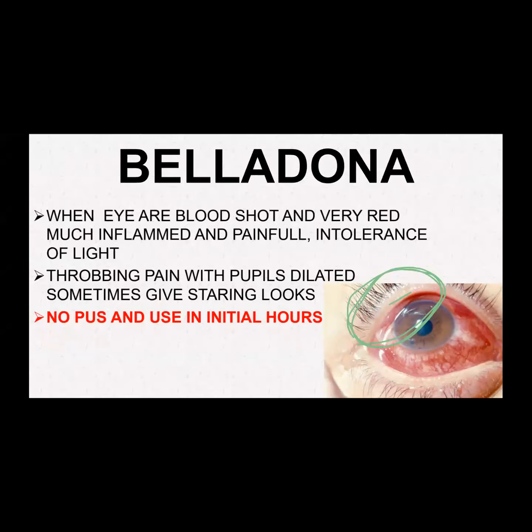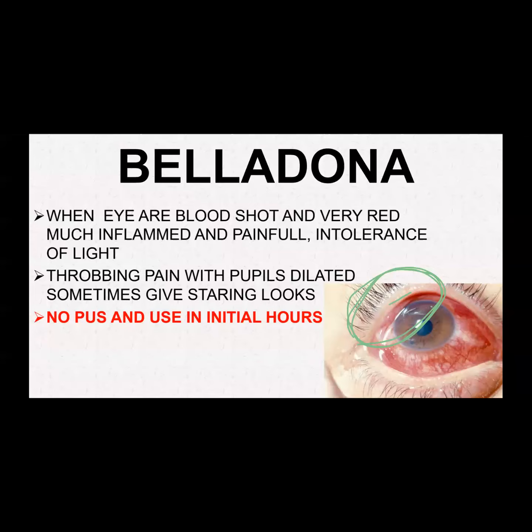Okay. Obviously, the most important pain of belladonna is throbbing pain. Throbbing pain is seen in the eyes. But if it is a starting phase, the pathology is not yet severe, so there will be no pus formation. In belladonna, usually there is no pus formation, so there will be no stickiness in the eye and no agglutination.